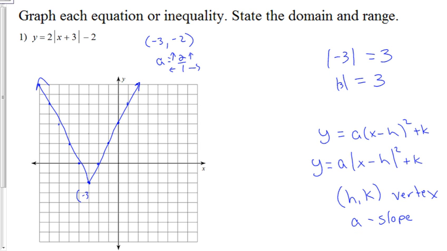Don't forget to label your vertex, and then domain and range. So domain, since there are no restrictions with the numbers you can plug in, it's going to be all real numbers. Whereas your range, if we follow the y-axis up and down, you see that it stops at -2 and everything is above. So y is larger than or equal to -2.